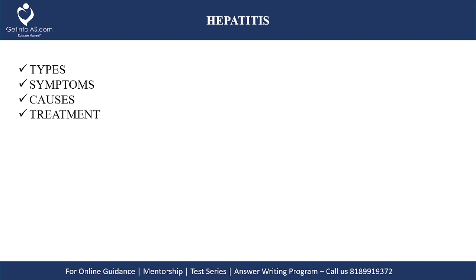What is the treatment for these types of diseases? Hepatitis A and E are self-limiting, that is, they go away on their own and we do not require any antiviral treatment. Also, for hepatitis A and B we have a vaccine. We don't have a vaccine for hepatitis C and D. But for hepatitis B and C we have effective medications that can be applied.